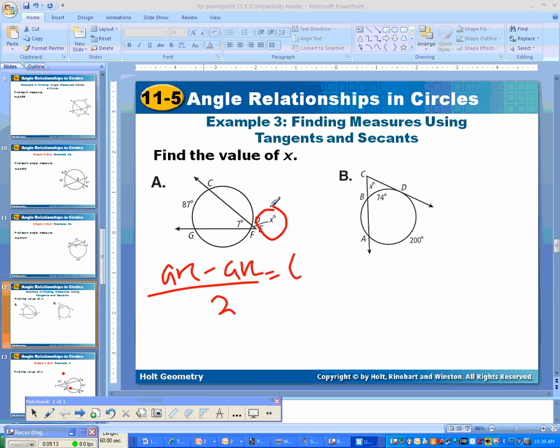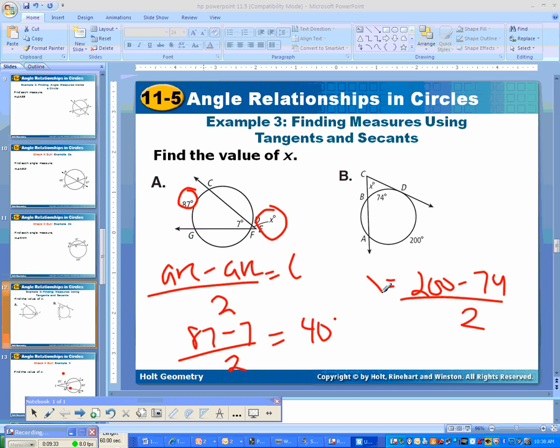For this one, to find x, all you do is put the bigger one first so that we have a nice positive number. So 87 minus 7 divided by 2 is, because these ones are opposite of each other, 80 divided by 2, so your answer is 40 degrees. Same thing here. This one's outside, so you just go 200 minus 74 divided by 2, and that'll be what x equals. The other type of question I could give you is I give you the angle, and I want you to find one of the arcs.